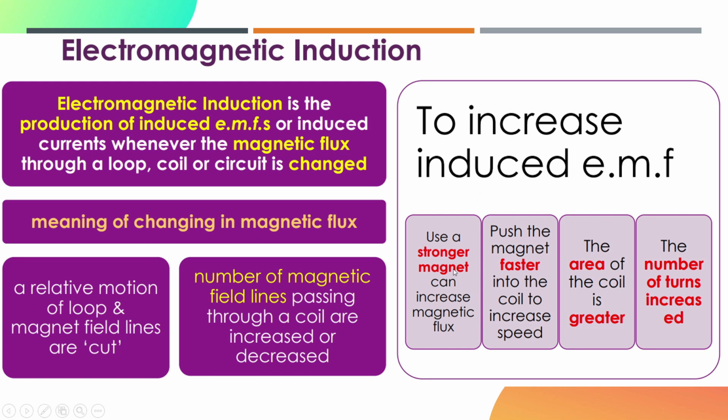Okay, so how to increase the induced EMF? Look at here, we have 4 points. The first one, we use a stronger magnet that can increase magnetic flux. Second, push the magnet faster into the coil to increase speed. The third one, the area of the coil is greater. And the last one is the number of turns can be increased.